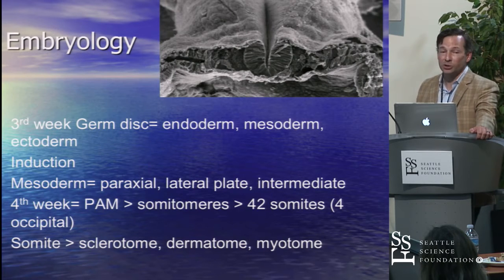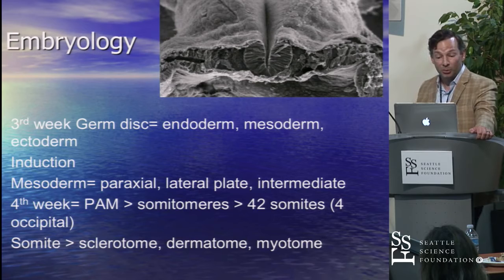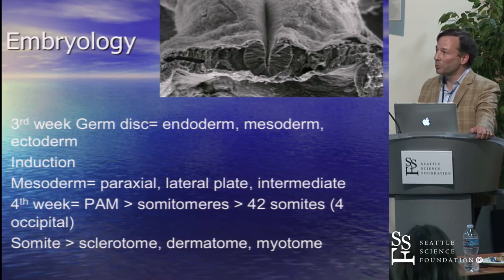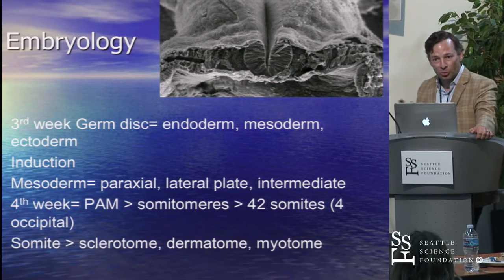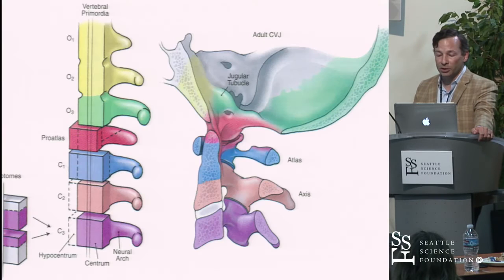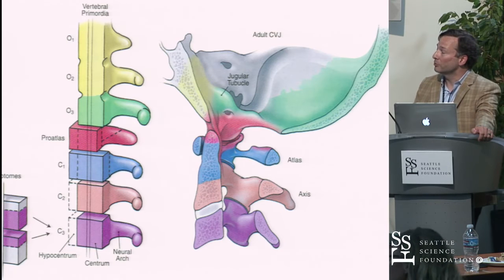It's the paraxial mesoderm that we're concerned with, because that paraxial mesoderm is going to give rise to somitomeres and then somites. And it's these somites that are the building blocks for what we're going to find in the craniocervical junction. You'll all remember that each somite will then diverge and become either dermatome, skin, sclerotome, bone, or myotome, associated muscle in the region. So a very nice schematic that shows you the formation from the sclerotome level.